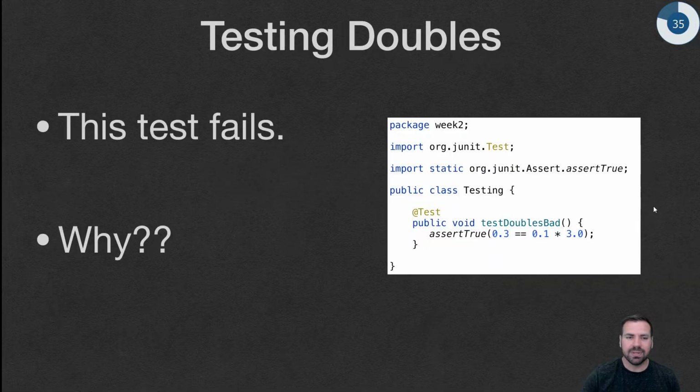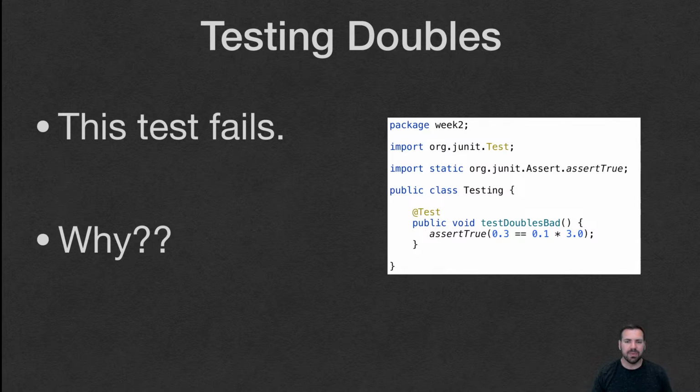Testing doubles is very important as well. Possibly more important than the strings, at least in this class, is testing doubles. This test fails. We have 0.3 equals 0.1 times 3.0. So 3.0, if my math is right, I'm going to multiply this by 0.1. This is going to resolve to 0.3. I'm going to check if that equals 0.3. That should be true.